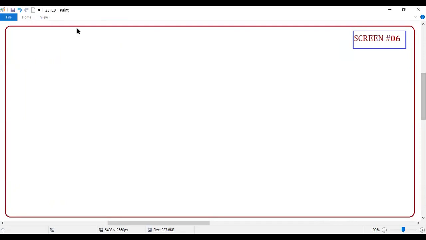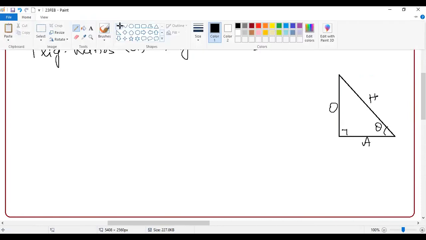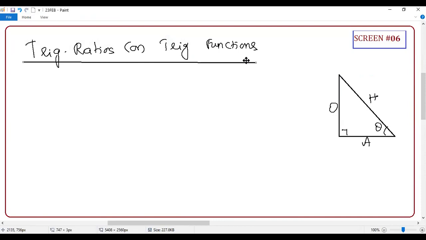So the beautiful ratios, guys, are called trigonometric ratios or trigonometric functions. Sir, what is that, sir? Guys, I'm going to draw a right triangle. If I put theta here, 90 degree here means hypotenuse, this is the opposite side and this is the adjacent side. Every angle has a beautiful relation between any two sides.